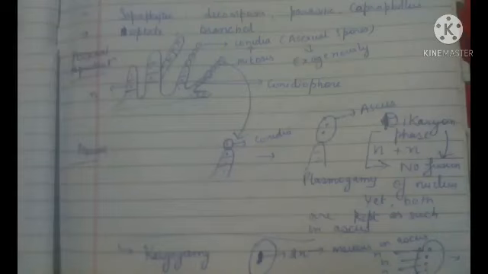My dear students, their most important feature is the formation of a sac-like structure that is known as ascus, in which 8 haploid ascospores are formed. So this ascus formation is the most characteristic feature of this group.